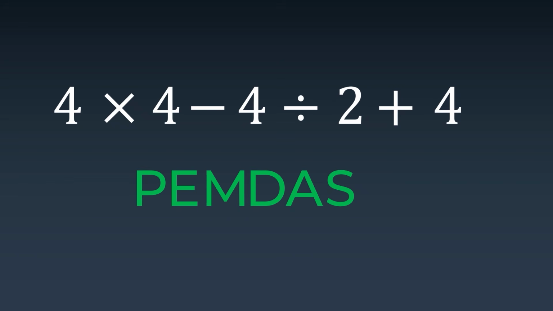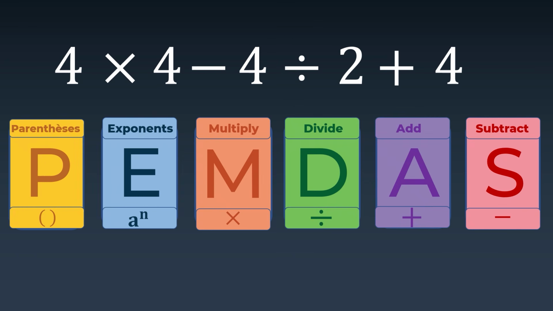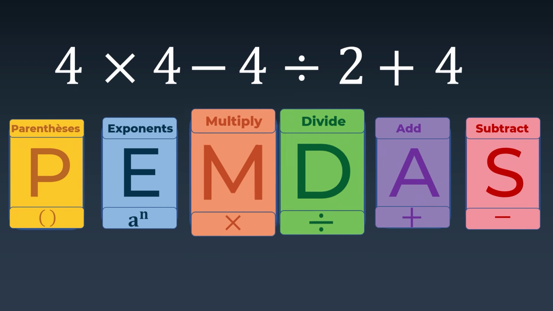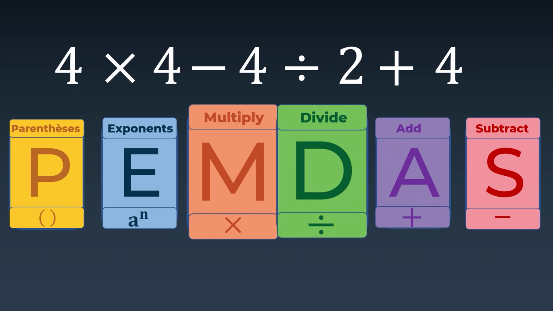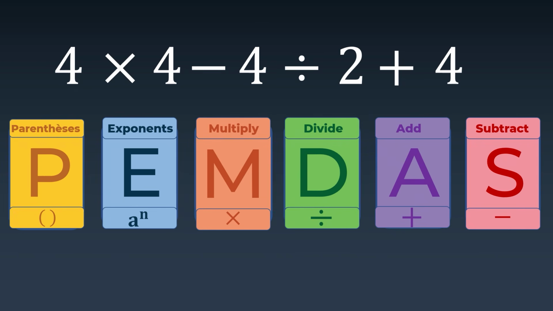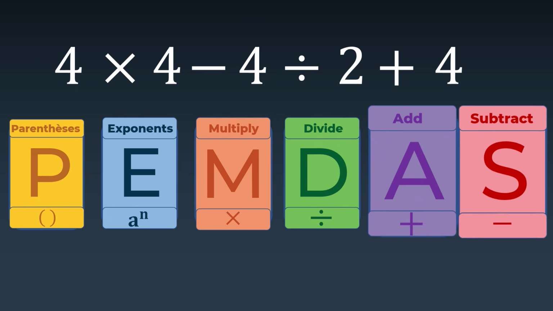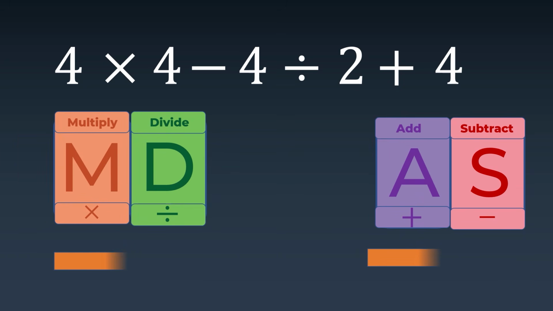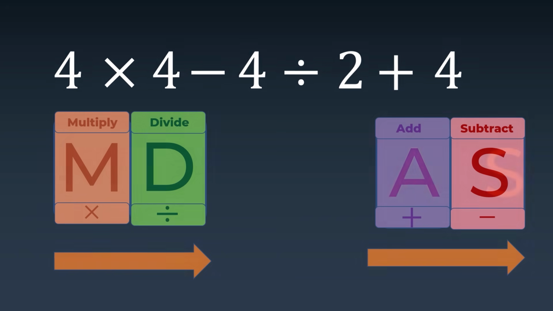We need the universal rulebook, the order of operations. You might know it as PEMDAS. The key is here. Multiplication and division are equals. They share the same tier of priority. So are addition and subtraction. When operations are on the same tier, we work strictly from left to right.